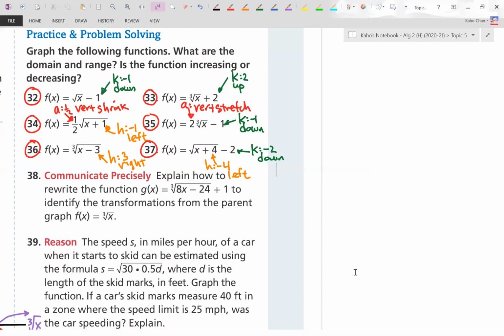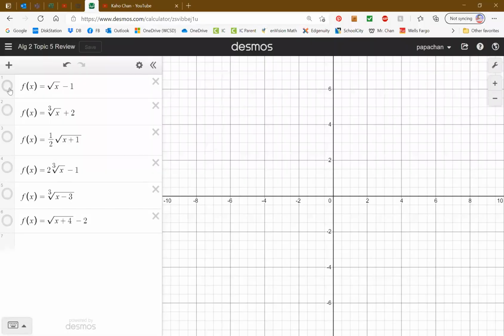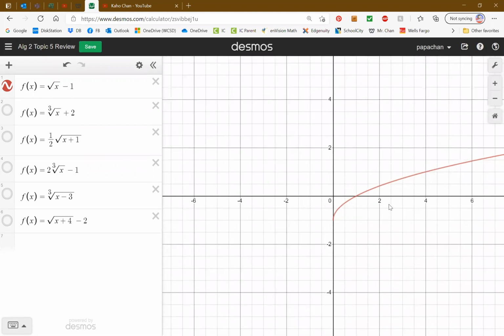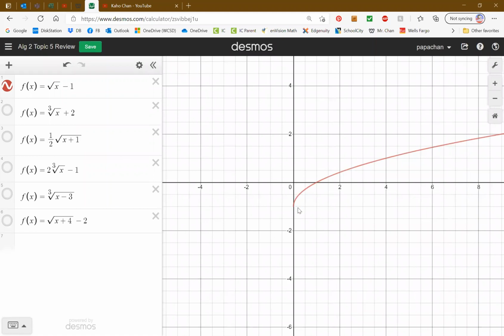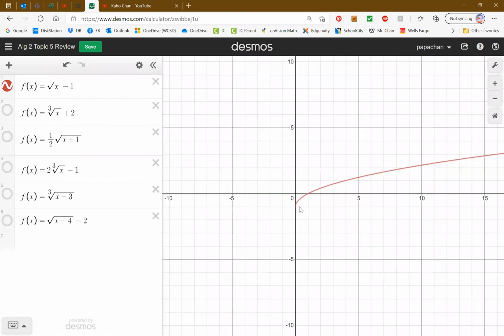I'm going to go ahead and show you 32. Here we go. There it is. Very nice. So in this case, it's definitely going down compared to the regular square root function. As you can see, it goes down 1 unit down, okay? Now, it's going to ask for the domain and range.